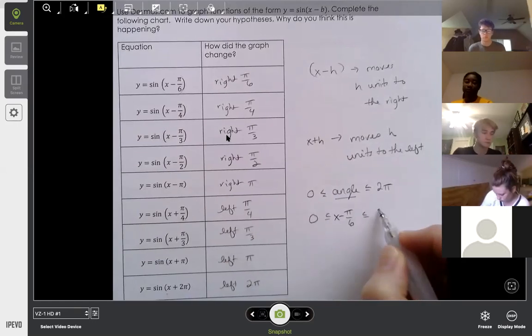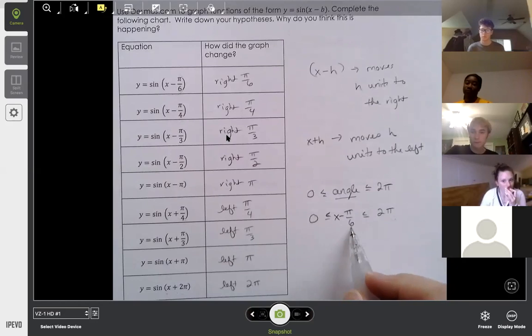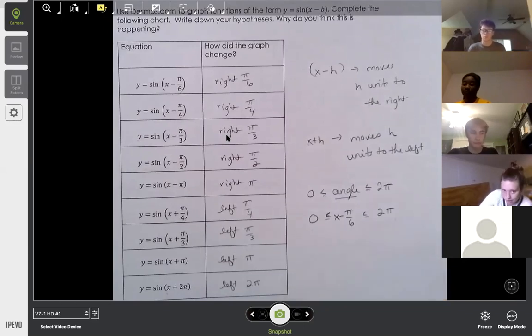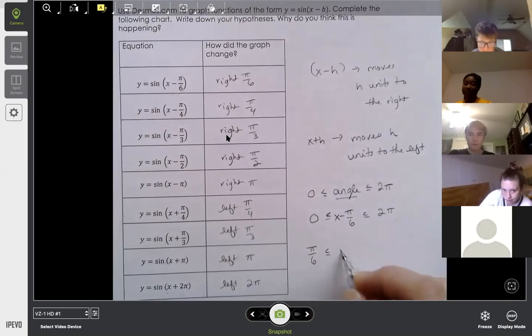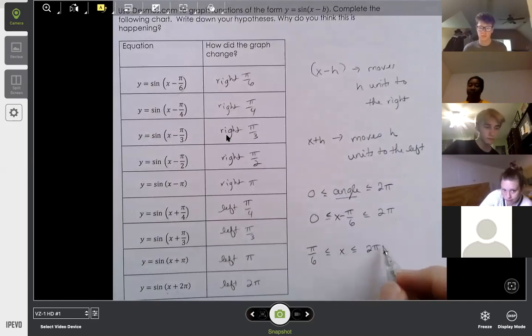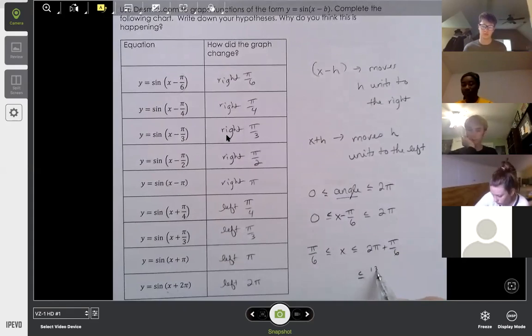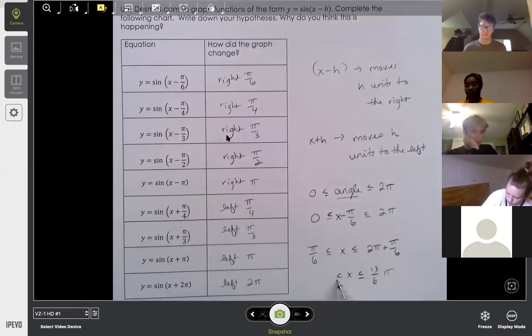So as x minus pi over 6 goes between 0 and 2 pi, I would get that basic cycle. If I solve this for x, even though this is minus pi over 6, to solve I have to add pi over 6, right? So I add pi over 6 and I get 2 pi plus pi over 6, which is 13/6 pi, which is what we saw.